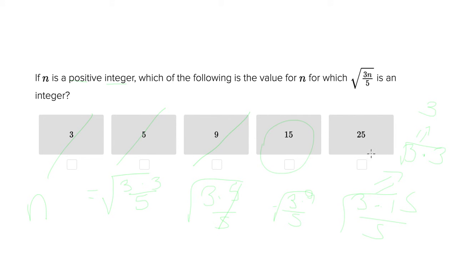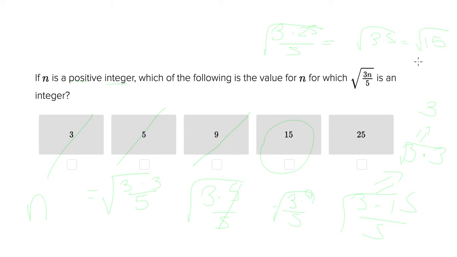Now, if for some reason you thought this last option might be the right answer, we can go ahead and show you why that doesn't work too. So you'd have 3 times 25 over 5 and the square root of that. And 25 over 5 is 5, right? 5 times 5 is 25, so you'd have the square root of 3 times 5, so the square root of 15.